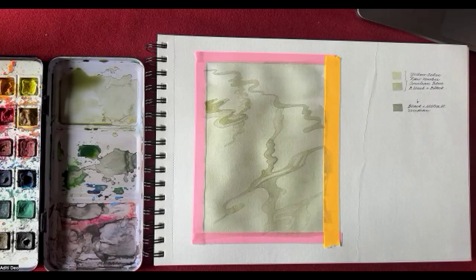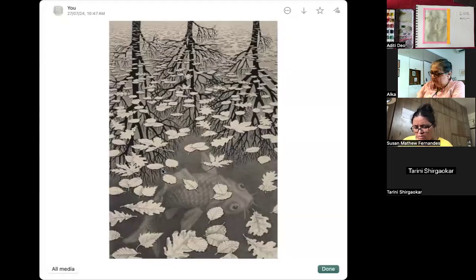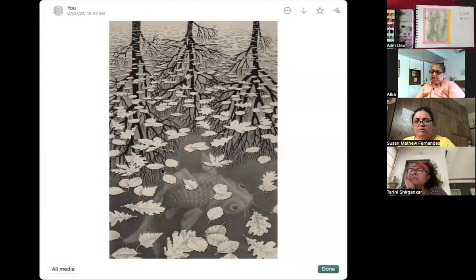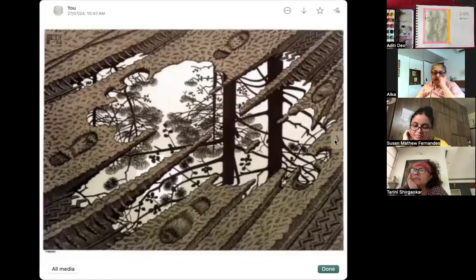Okay, have you seen this artist before? Let me share. Sorry, I keep forgetting. Seen the painting, but I don't know who the artist is. Seen the painting. No, even I don't know. Okay, so this is a graphic artist from the Netherlands called MC Escher. And you might have seen some other graphics of his.